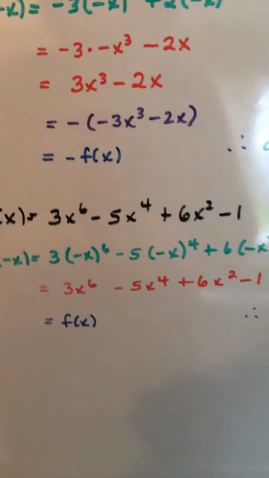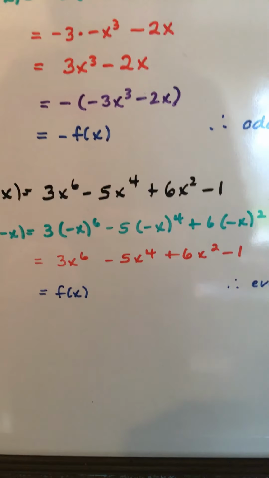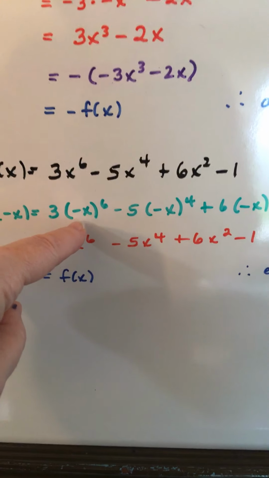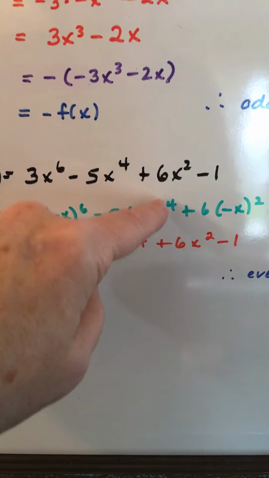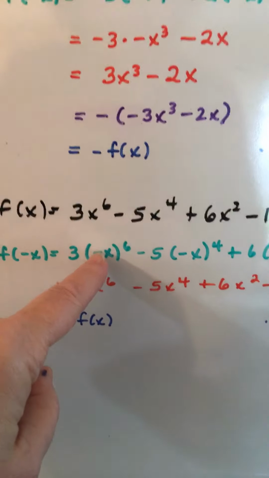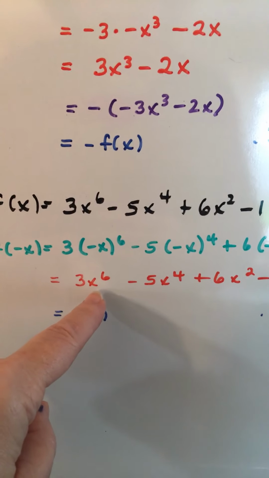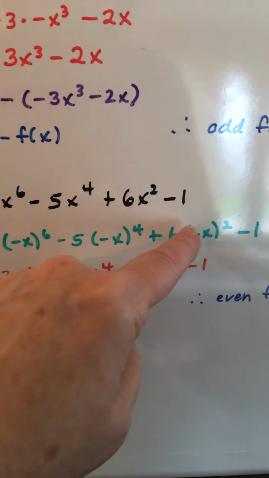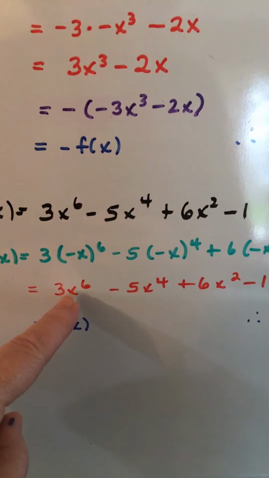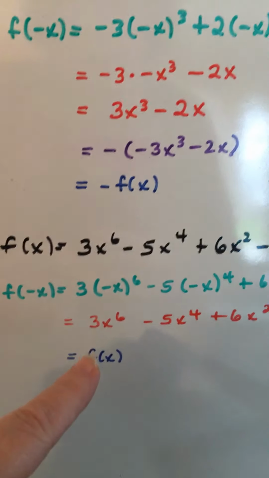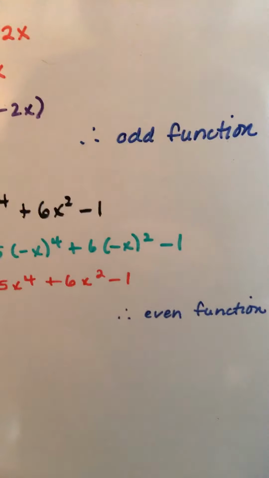Another example. When I do this one, again, I'm going to play the insert game. So instead of x, it's negative x quantity to the 6th, negative x quantity to the 4th, negative x quantity to the 2nd. A negative to the 6th just gives me x to the 6th. A negative to the 4th just gives me the 4th power, and a negative does not change the signs. So the red matches the black, and so f of negative x equals f of x, and so we have an even function.